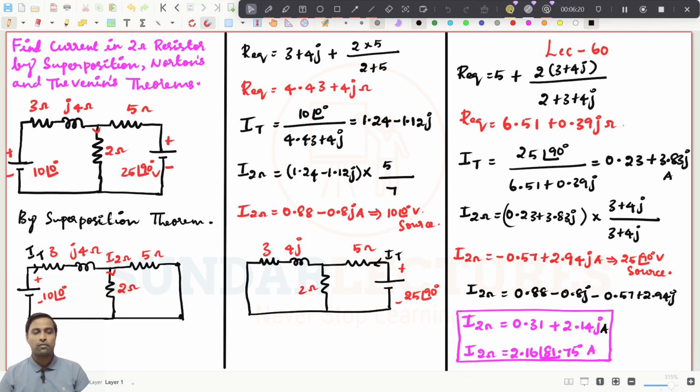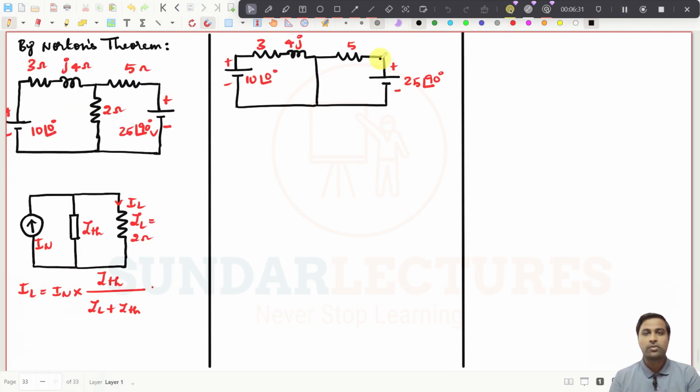And now we try to find the same current in the 2 ohms resistor by using Norton's theorem. Right? We will do that. So now you see, I have taken the same circuit and drawn the Norton's equivalent diagram. This is the formula: IL is equal to IN into ZTH divided by ZL plus ZTH, where ZL is the 2 ohms resistor, and we need to find the current in it.